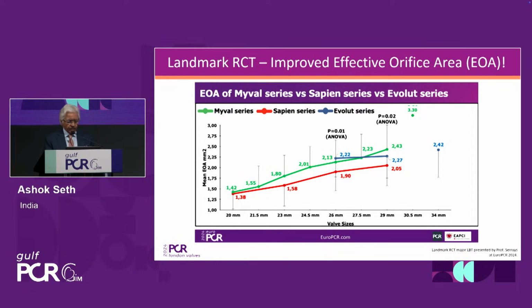Well, I think the biggest message in this study for me certainly turned out to be this very surprising result, which demonstrated that the effective orifice areas of Myval were larger than that achieved by the other balloon-expandable valve, in this case, the Sapien, which was used in the study. And certainly in the larger sizes, it was close to the self-expandable Evolut series in terms of effective orifice area. So Myval gave larger effective orifice areas, and even the smaller Myval was larger than the next size of the other balloon-expandable valve.